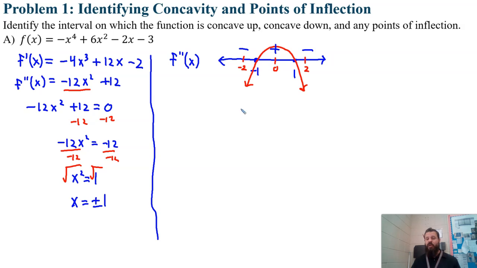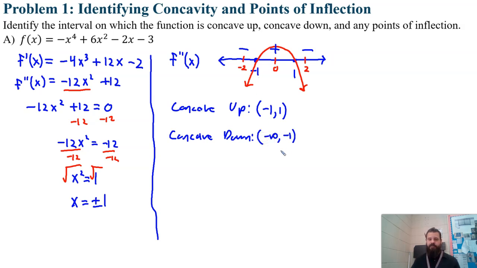All right, once we know what the signs of our second derivative are and where they change, we can figure out concavity. We know this graph is going to be concave up when the second derivative is positive. That's going to happen between negative 1 and 1 here. And then it'll be concave down when that second derivative is negative, which will happen below negative 1. So we could say negative infinity to negative 1.